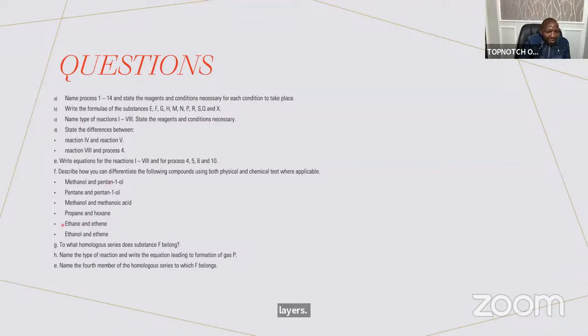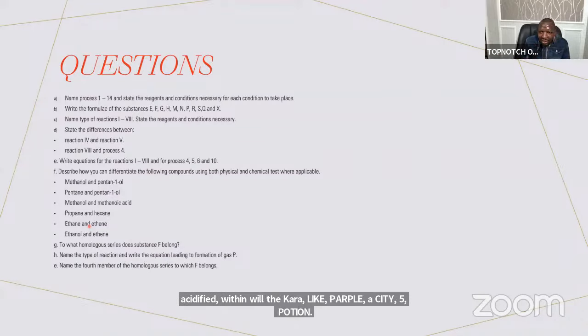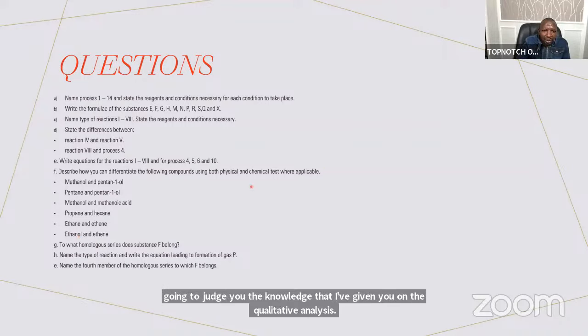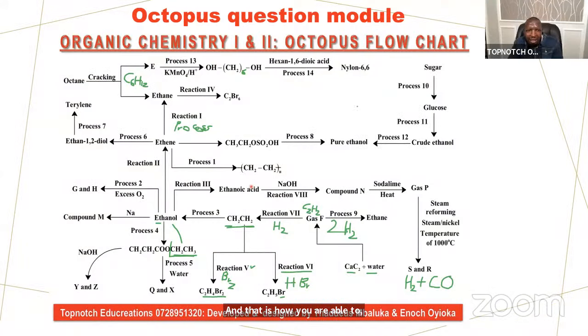We can be told to differentiate ethane and ethene. You can burn them: ethane burns with a blue flame, ethene burns with a yellow sooty flame. You can also bubble each of the gases separately through acidified potassium manganate 7. Ethene will decolorize purple acidified potassium manganate 7. Ethane will not decolorize purple acidified potassium manganate 7. So this one will just use the knowledge that I've given you on the qualitative analysis, and that is how you are able to summarize the entire organic.